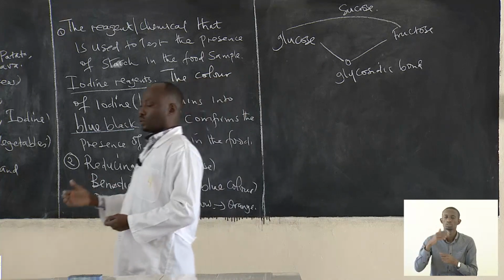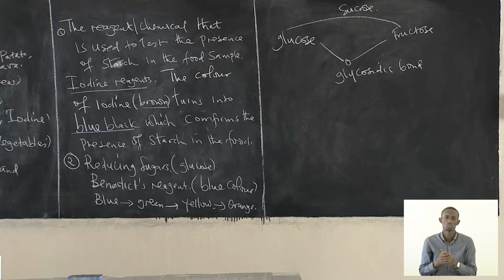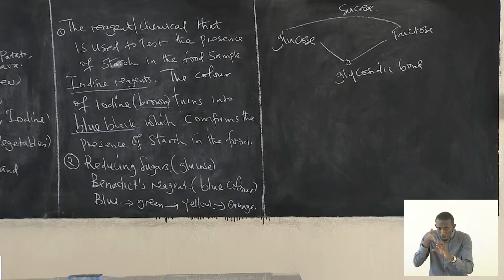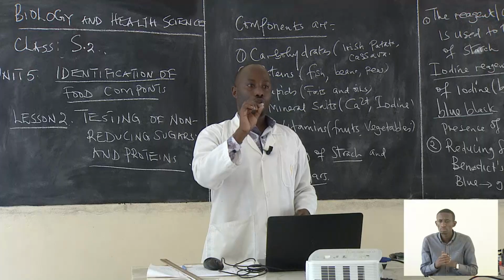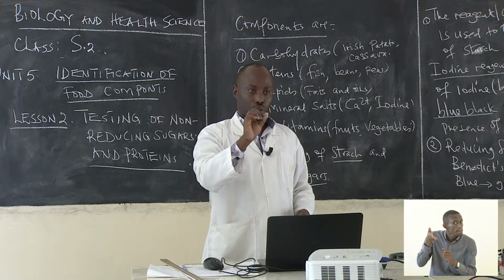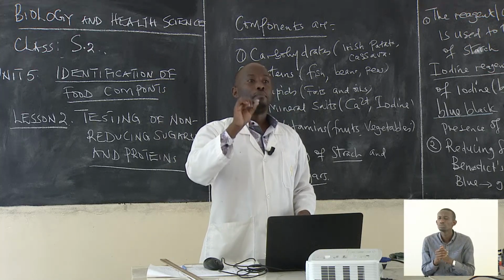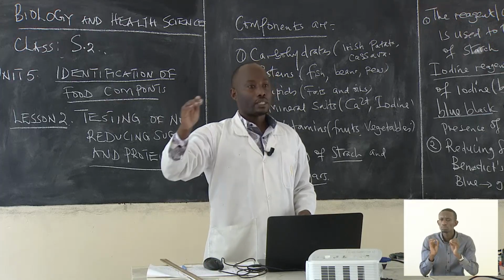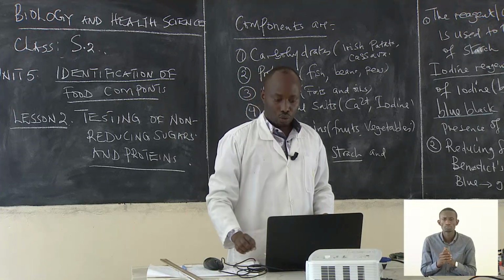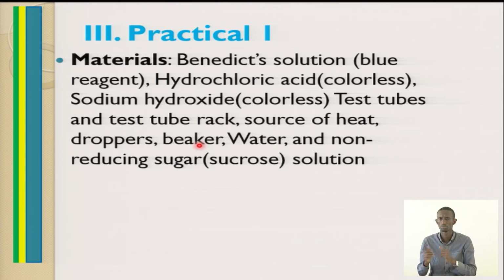So what do we use to test the presence of sucrose in a food sample? There is no specific reagent used to test the presence of non-reducing sugars. We do use Benedict's solution, but followed with other chemicals. Let's go to the materials required. We use Benedict's solution, which is a brick-red reagent.